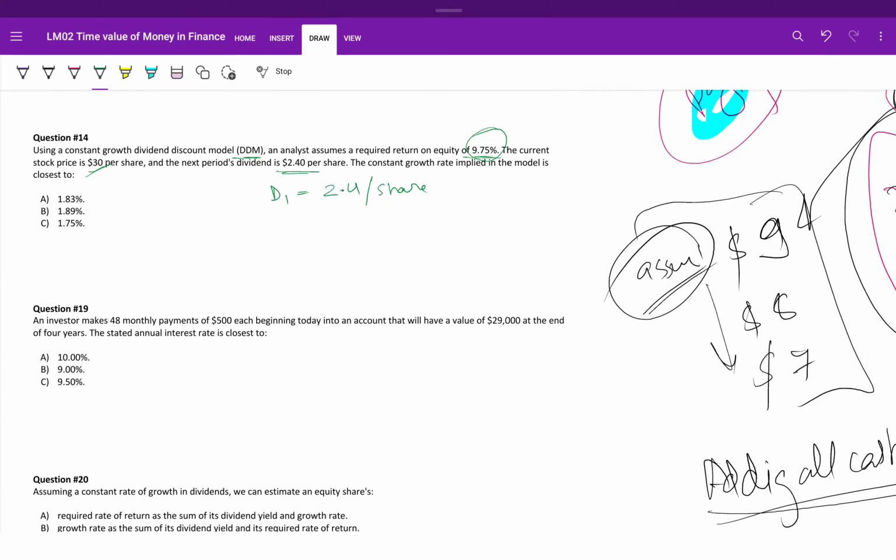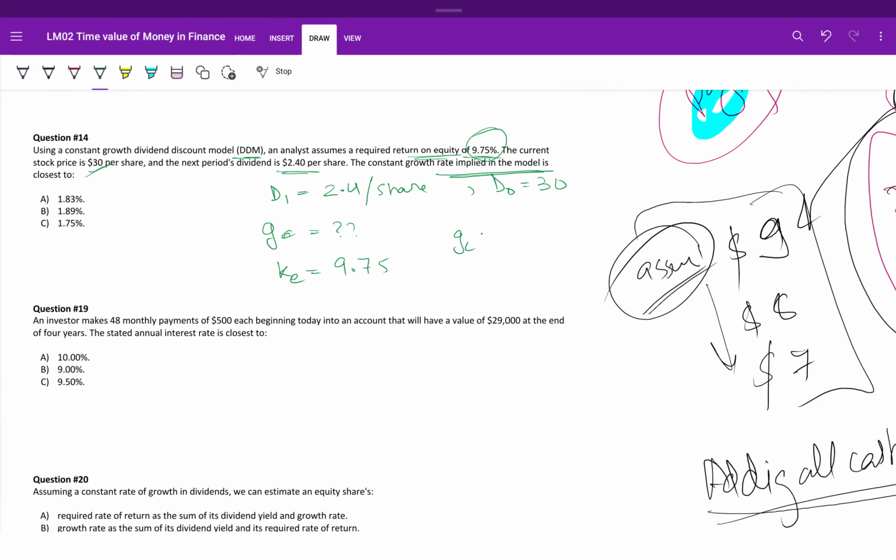Required return on equity is 9.75%. The current stock price is 30. The next period dividend is going to be 2.4. The growth rate implied in this model is closest to what? Simply plug in these numbers.